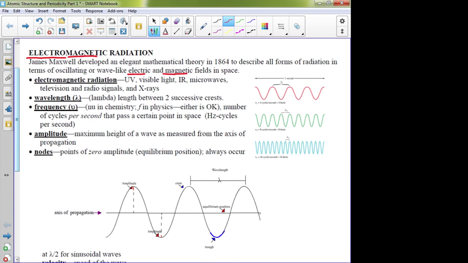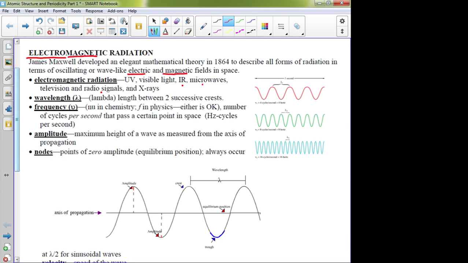So what is electromagnetic radiation? Anything that pretty much behaves in waves on a microscopic level, okay? Or not even microscopic, because radio signals are not microscopic, but like your UV, your visible light, your infrared, your microwaves, which you use every time you warm up your food. Okay, radio.